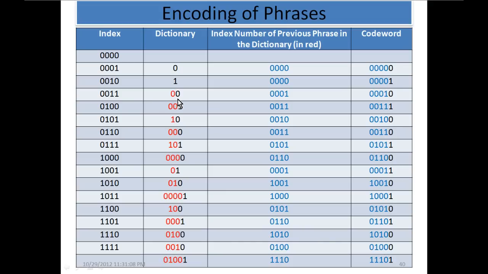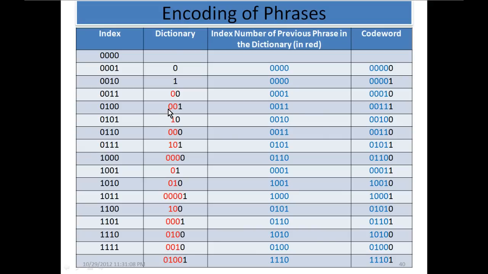Then 00 is received. Now in this 00, this 0 has already been received by the encoder, and it is stored in the dictionary at location 0001. So first of all, instead of transmitting this 0, we simply transmit its location or index number. So its index number is 0001, which is concatenated with this new bit, so the new code word for this one is 00010.